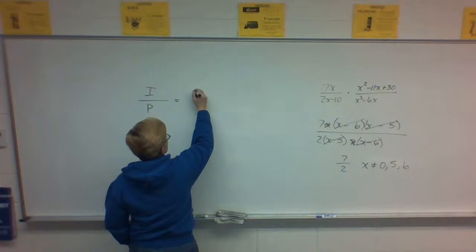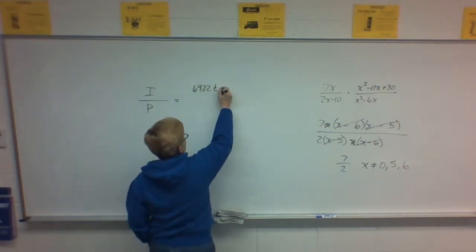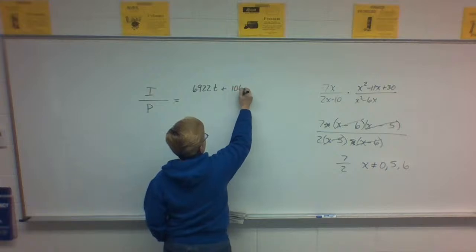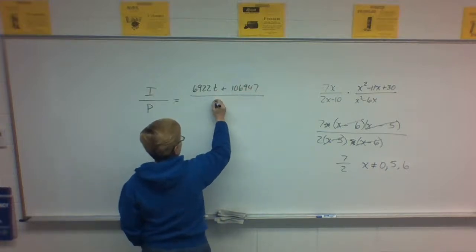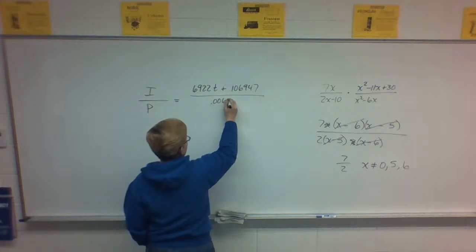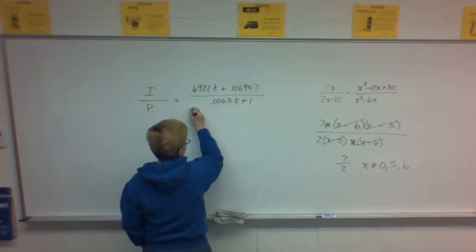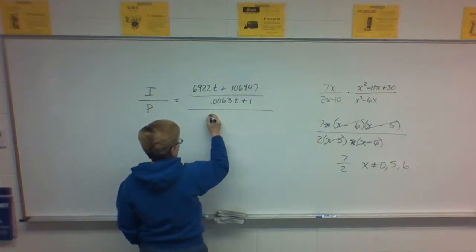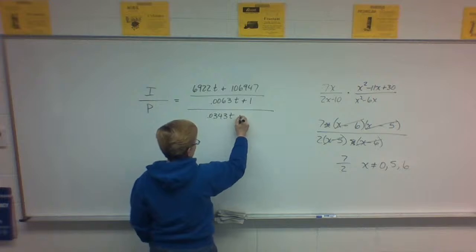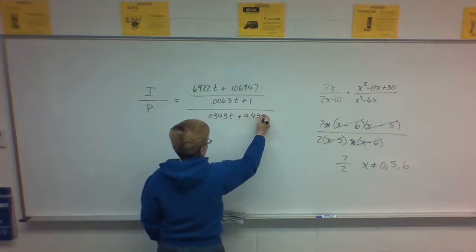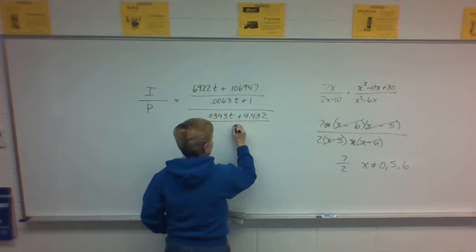Yeah. It says 6922 T plus 106,947 over 0.0063 T plus 1. And then population is 0.0343 T plus 4.432. And that's over 1. Yeah.